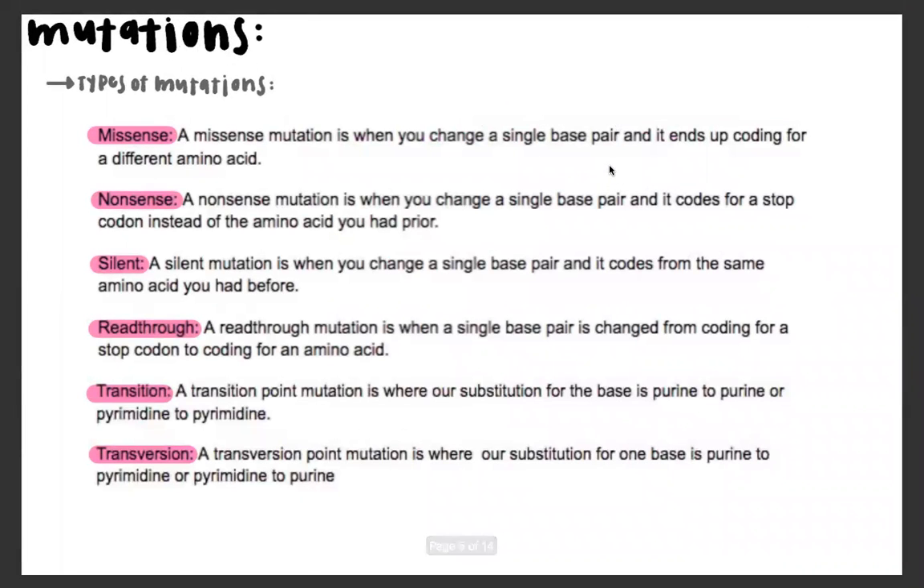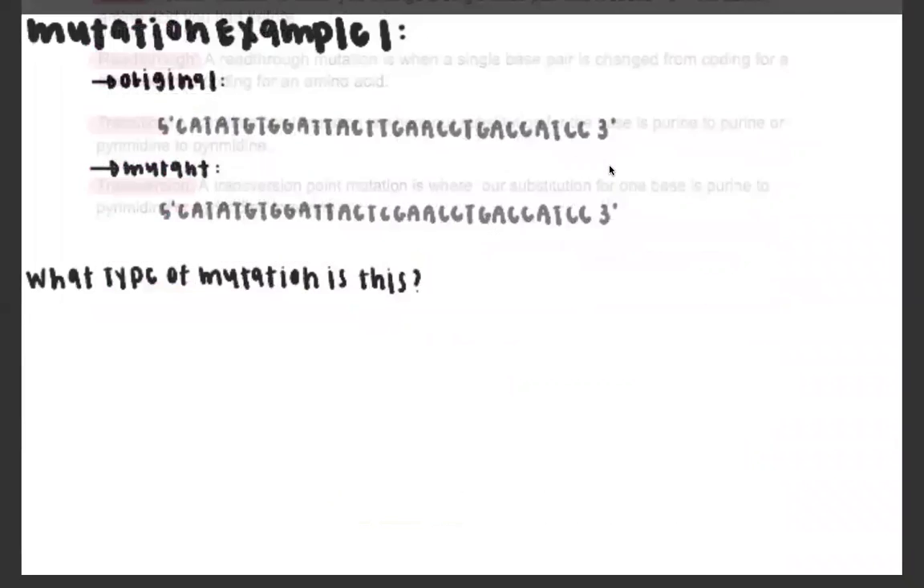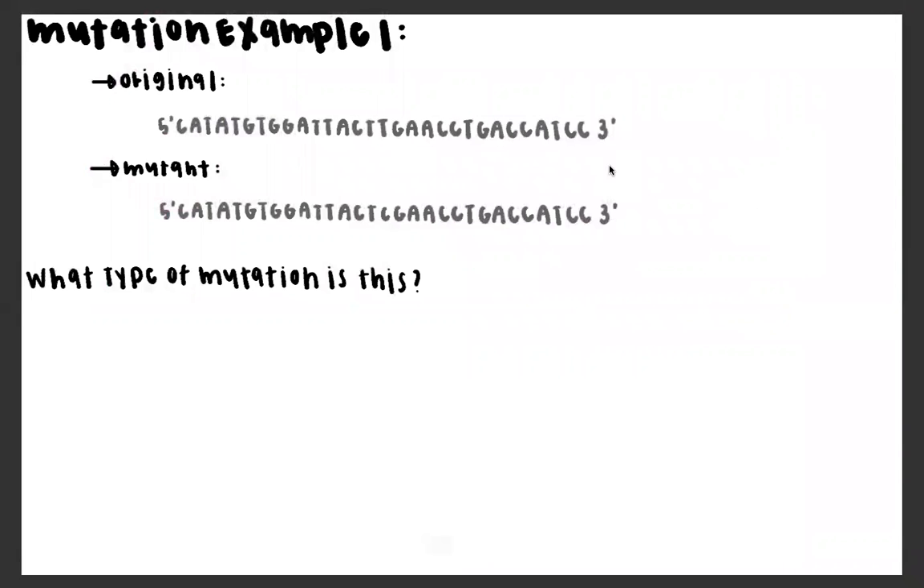These are the main types of mutations you could see: missense, nonsense, silent, and read-through. You'll also be able to tell if it is a transversion or transition mutation by looking at our pyrimidines and purines. For our first example, I want you to compare our original DNA strand to our mutant DNA strand to find our mutation. Pause the video here so you can figure out what type of mutation is shown.